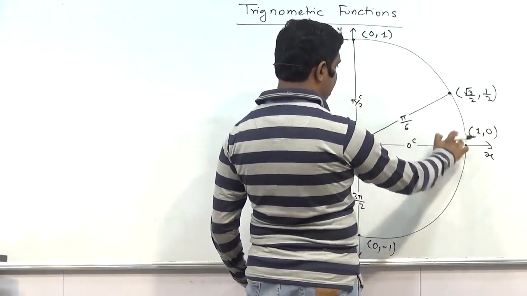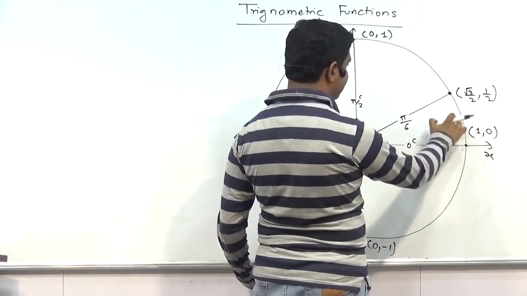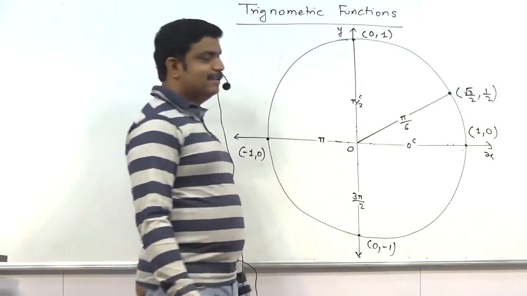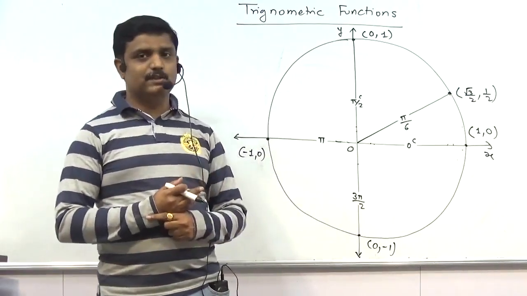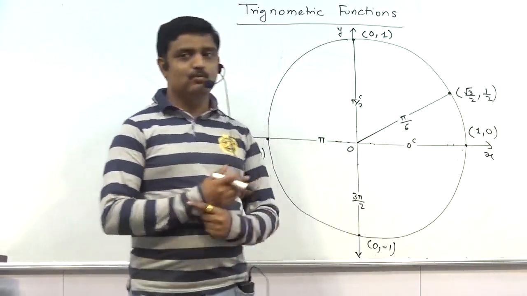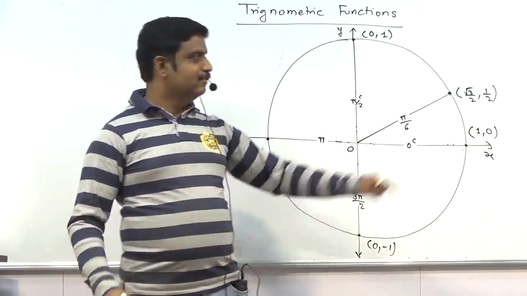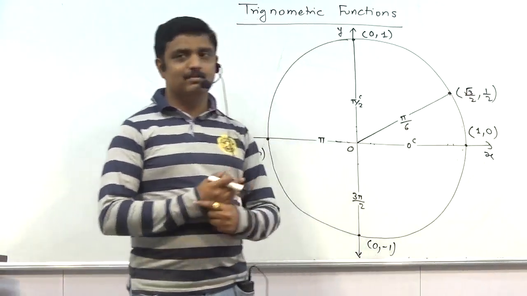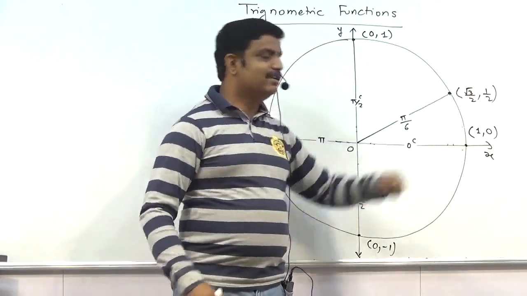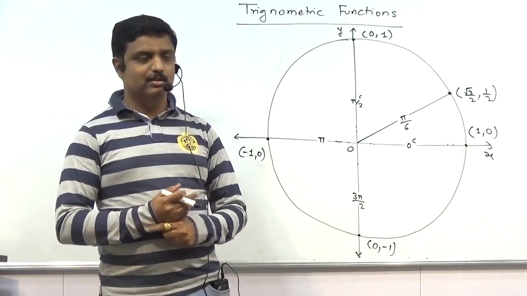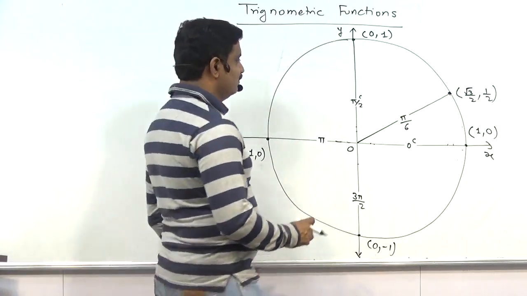Correct? Have you understood this clearly? Okay. So what is sine 30? Sine means y coordinate, 1 by 2. What is cos 30? Root 3 by 2. What is tan 30? Y by x, 1 by root 3. What is cot 30? X by y, that is root 3. Okay. What is the next angle?